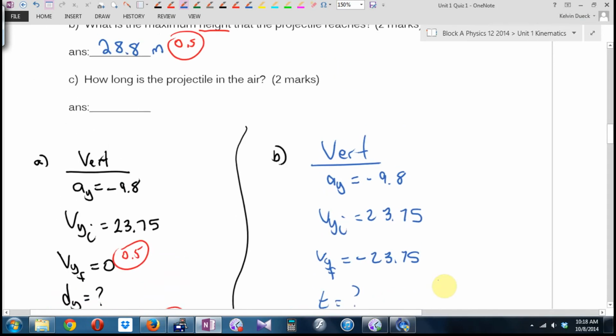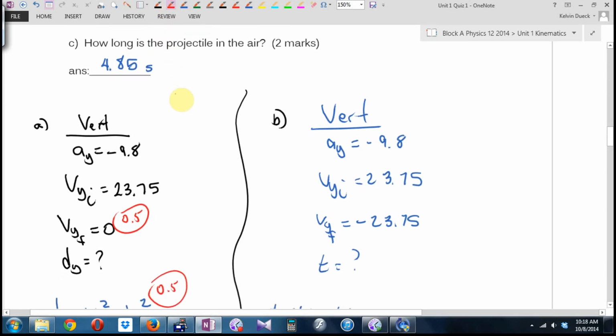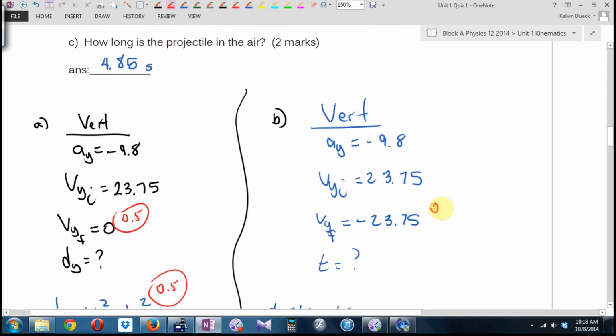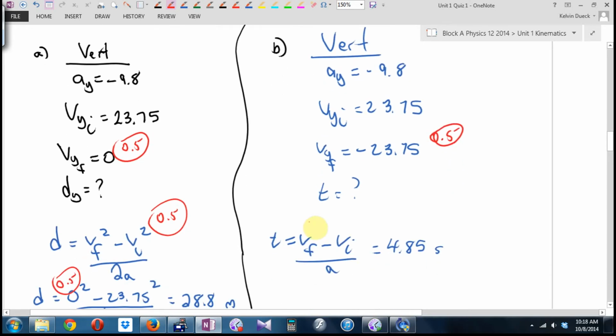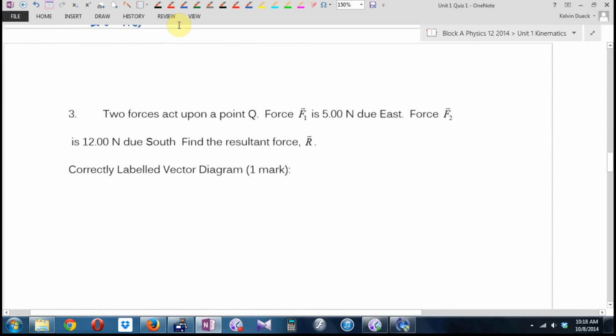Let's go write that in my answer block. And again, I'd probably give you a half mark if you had realized that V final is negative V initial vertically. And then I'd give you a half mark for that. And I guess in this case, 1 mark for the answer because there's fewer part marks to give away. Turn the page.